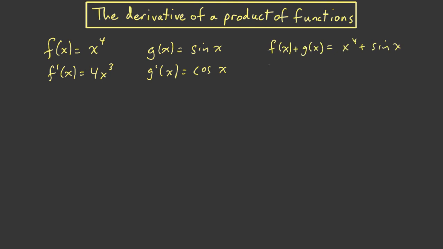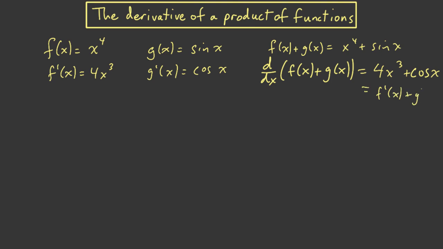And we could try to differentiate this sum. So d by dx of f of x plus g of x. Well, we know how to do this. We can just put 4x cubed here and add cosine x. In other words, just take f prime plus g prime, and that would be our answer. So the derivative of the sum is the sum of the two derivatives. Great. What else might we do?